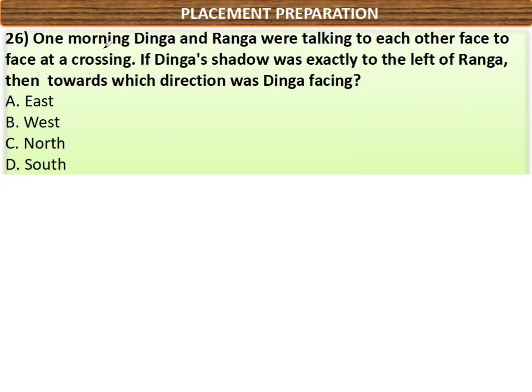Question number 26. One morning, Dinga and Ranga were talking to each other face to face. Face to face means, suppose one fellow is facing this side, another fellow is facing this side. That is the meaning of face to face. Clear? Now, at a crossing, at some place, if Dinga's shadow was exactly to the left of Ranga, towards which direction was Dinga facing? Now they are facing face to face. Somebody's shadow is falling towards left or right of someone. They are asking towards which direction Dinga is facing.